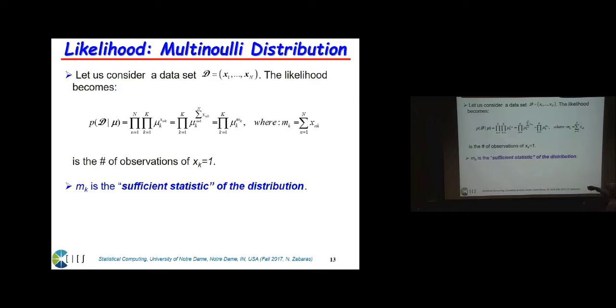Okay, so I can actually take this term here, move it outside, put the product inside, and then write this eventually as the product of all possible states of mu k to a power mk. And what is mk?